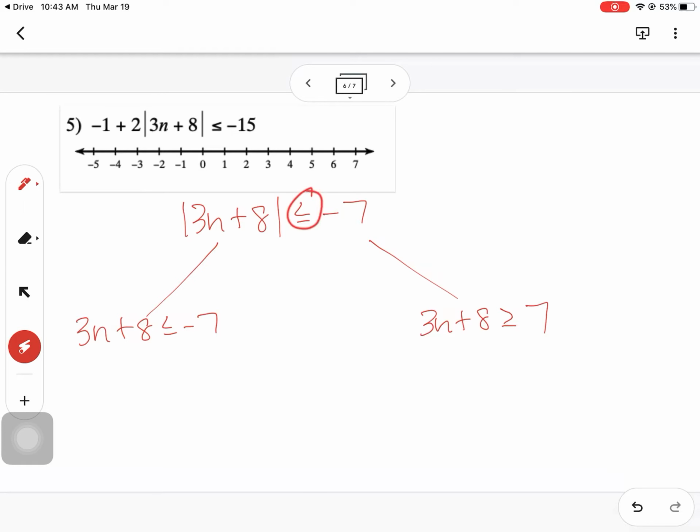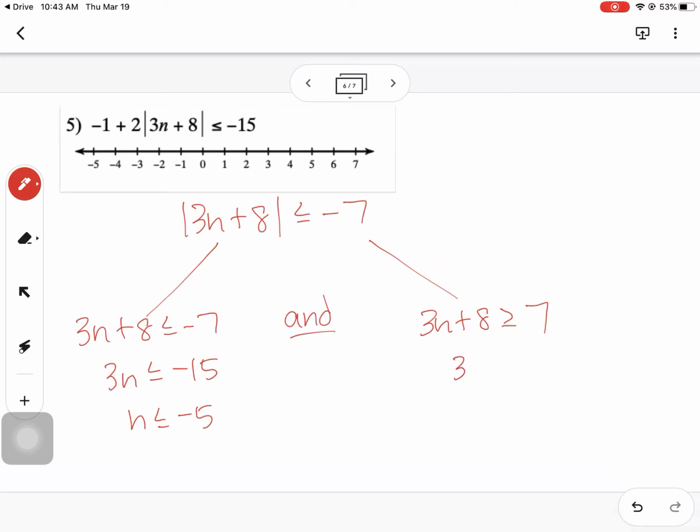Because this is a less than, it needs to be an and inequality, which again we will keep in mind when we graph it. But if I go about solving, subtract the 8, 3n is less than or equal to negative 15. So n is less than or equal to negative 5. Here 3n is greater than or equal to negative 1. So n is greater than or equal to negative 1/3.